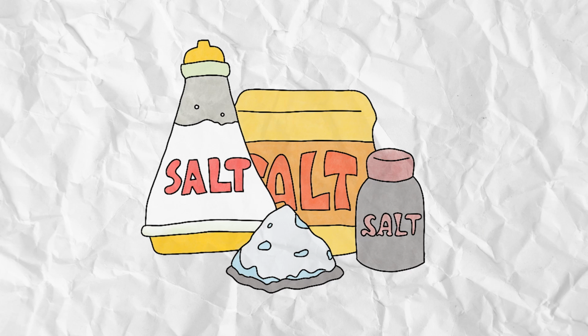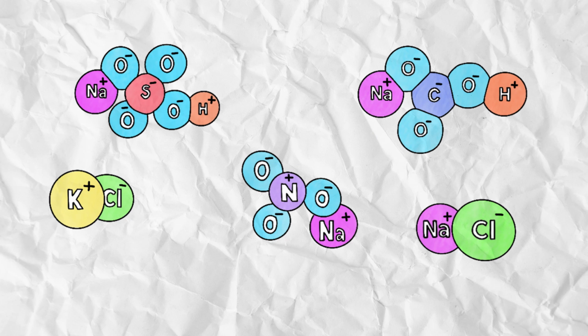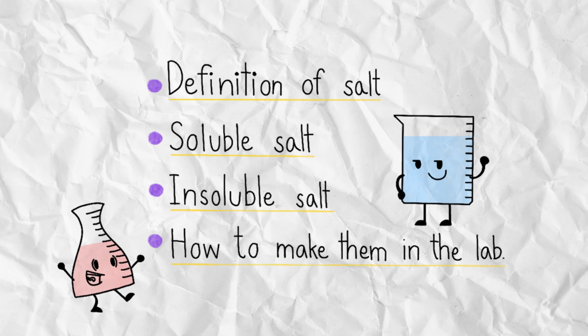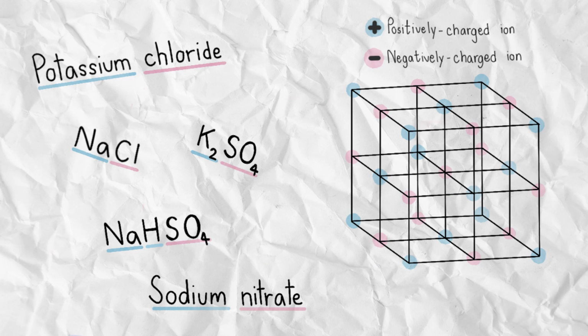Salt that we are all familiar with might look something like this. But did you know that there are tons of salts out there? In this video, we will be discussing the definition of salt, soluble salts, insoluble salts, and how to make them in the lab. Salts are composed of related numbers of cations and anions.